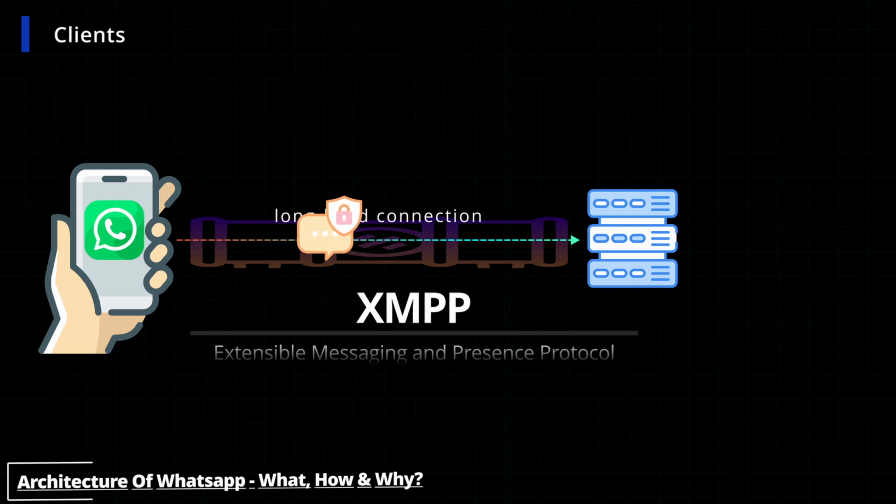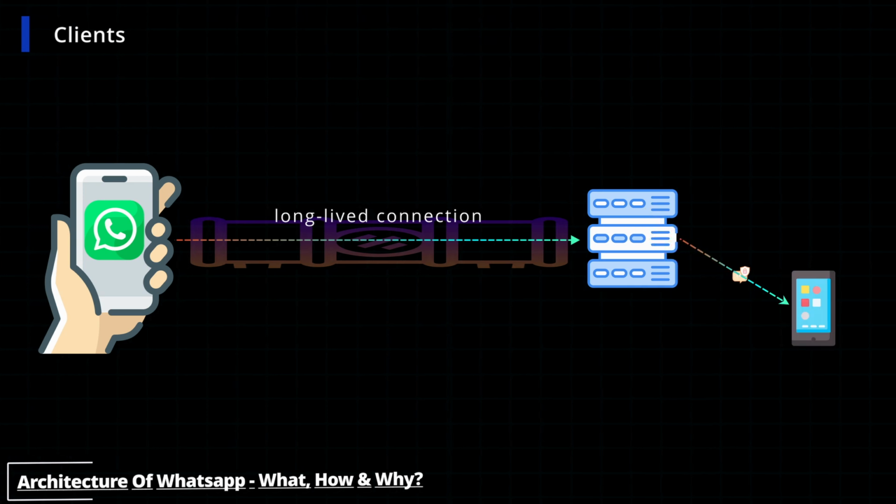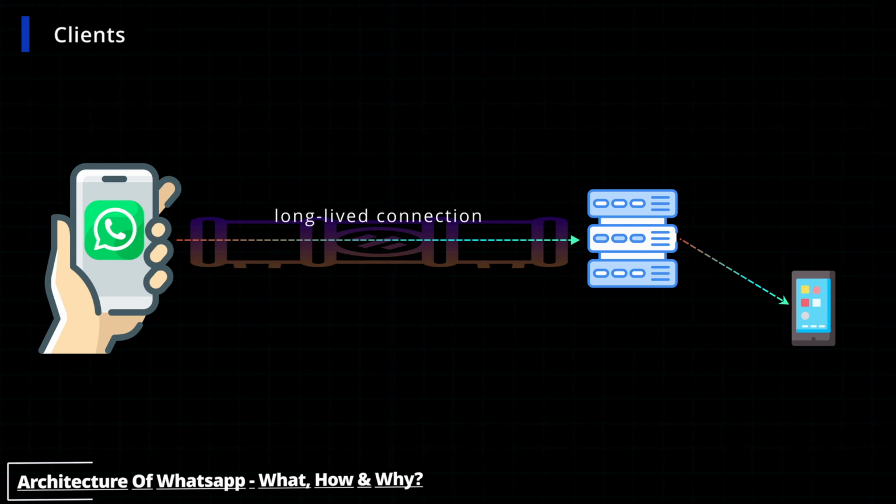The message travels through that long lived connection and reaches the WhatsApp server just for a quick routing check and then gets delivered to your friend's phone. Only your friend's phone has the secret key to unlock and read that message. Even WhatsApp itself has no access to your message contents. That's why it is called truly end-to-end encryption.